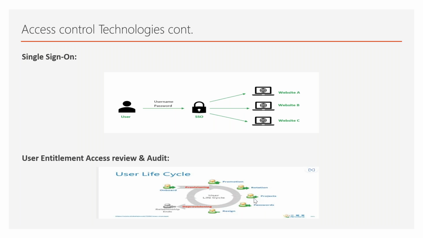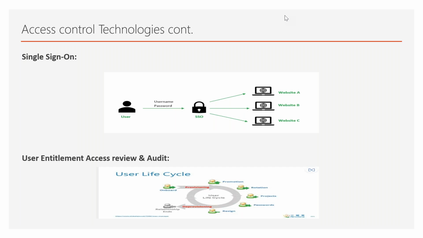So this is a control to prevent situations like access aggregation, privilege creep or authorization creep. We have to keep on reviewing the access of the users. The best control is when a user is promoted or moves from one project to another, whatever access they had in the earlier project should be revoked according to least privilege. That is what we call user entitlement access review and audit.